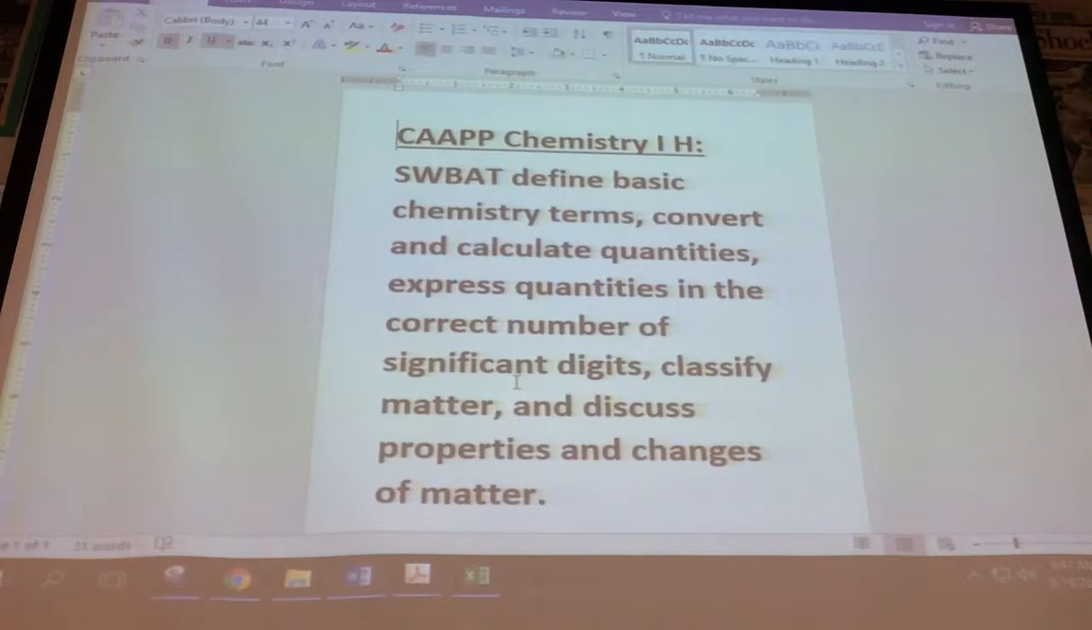Ultimately, converting and calculating quantities, expressing these quantities in the correct number of significant digits, classifying matter, and then discussing properties and changes of matter. And that will be our overarching learning goal for this entire chapter. Today our focus is going to be on basic chemistry terms. A lot of them we talked about yesterday when we played Plickers.